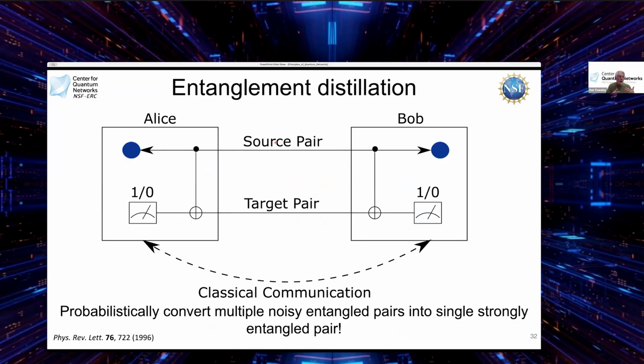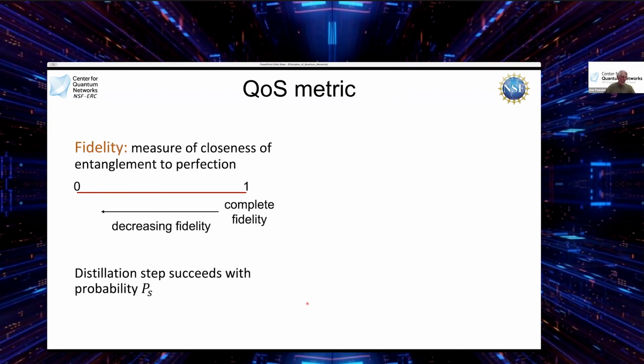Here is a very simple protocol that does distillation on two Bell pairs. One of them is referred to as the source pair. The other is the target pair. Alice and Bob perform CNOTs between the source pair and the target pair, and then each of them measures their target pair qubit. They exchange the classical bits that they obtain from that. What's important to understand is that you can get a strongly entangled pair, but it's probabilistic. You may fail in getting a higher quality pair.